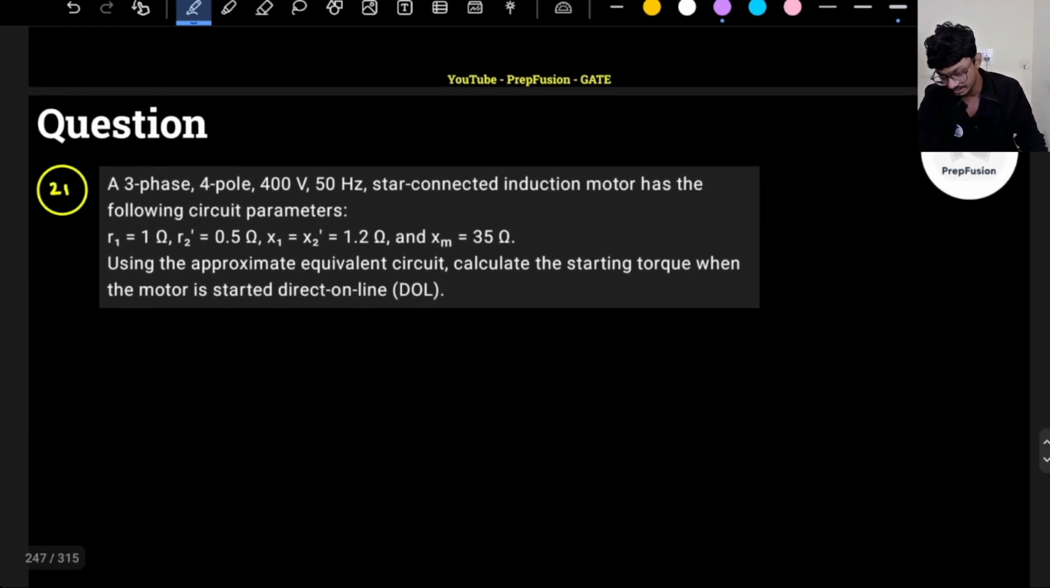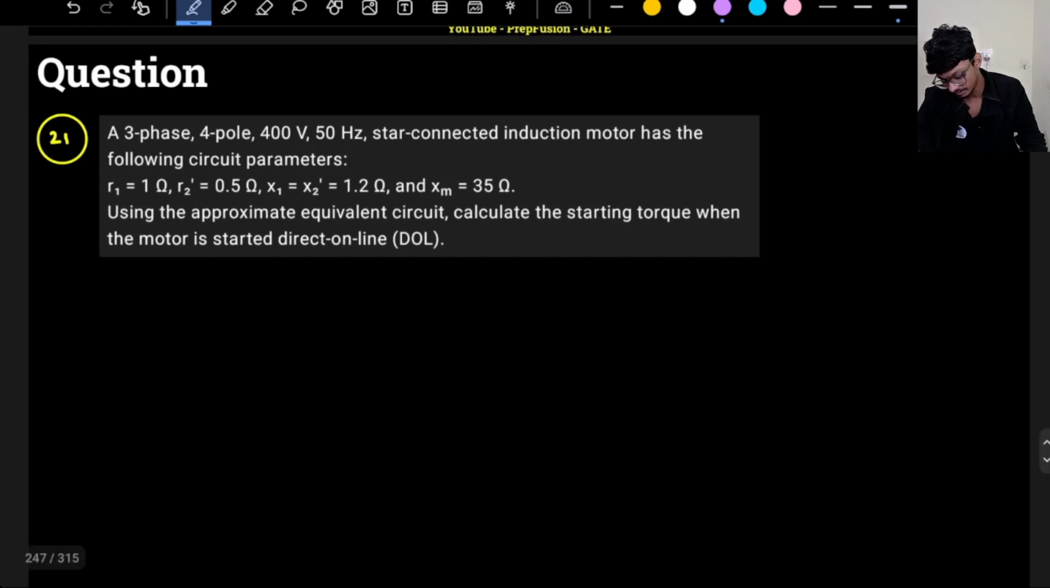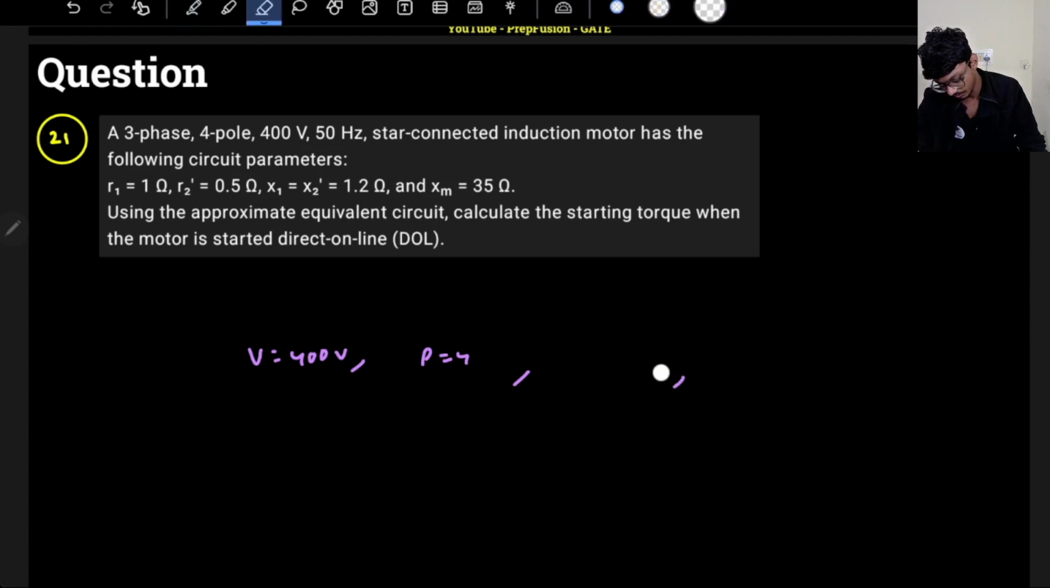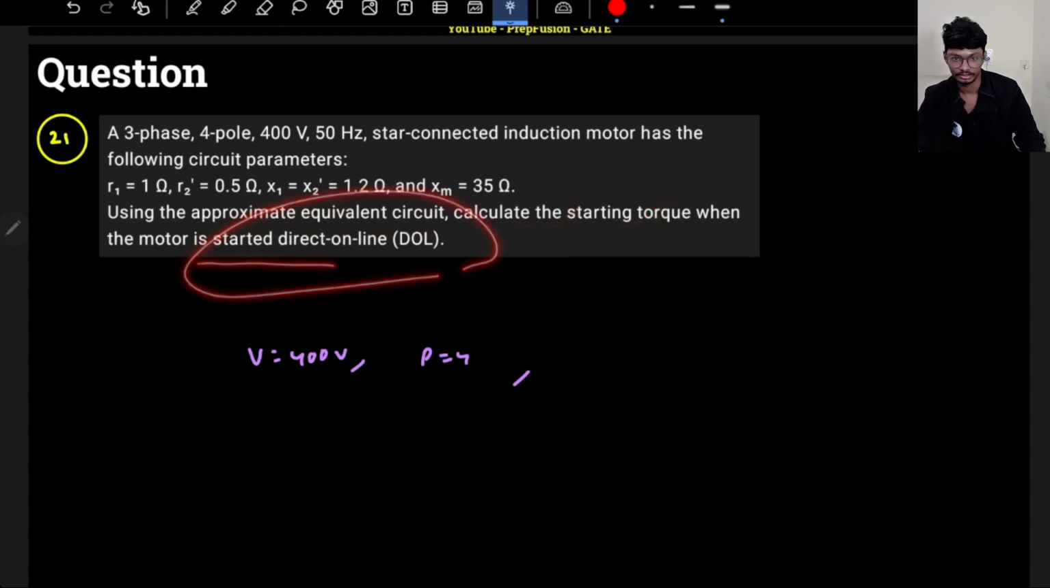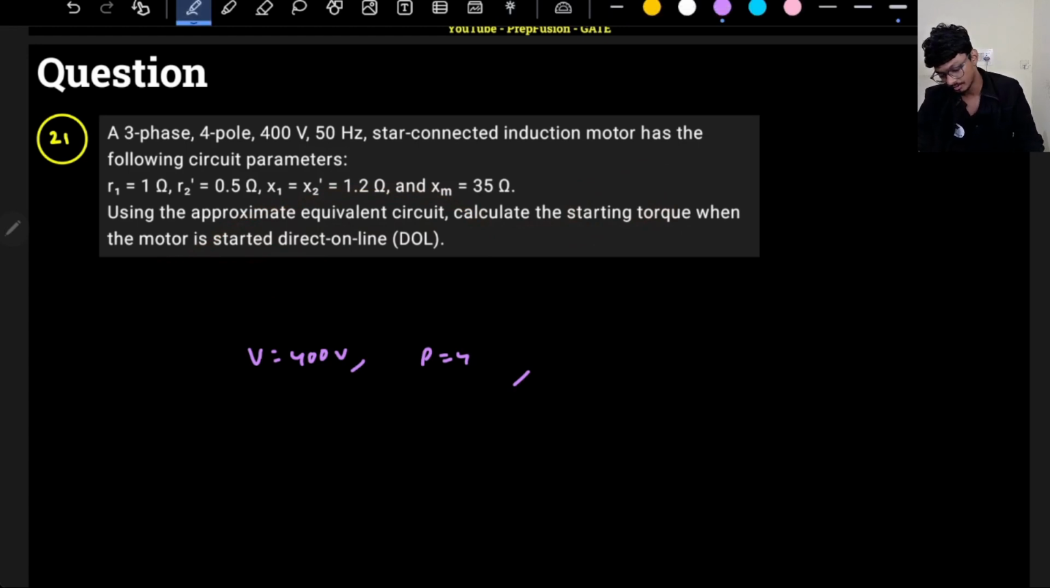Okay, so a three-phase four-pole 400 volt 50 hertz motor. This information is given: voltage is 400 volt and poles is 4. This information is not actually required. Circuit parameters are R1 is 1 ohm, R2 dash is already written here. Using the approximate equivalent model, calculate the starting torque when the motor is started using direct online. So they are asking me to calculate the approximate torque, right? So what is the approximate torque?